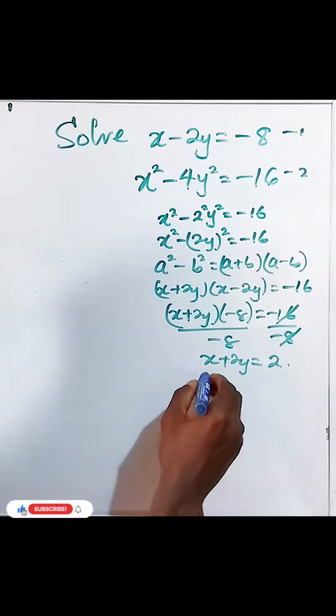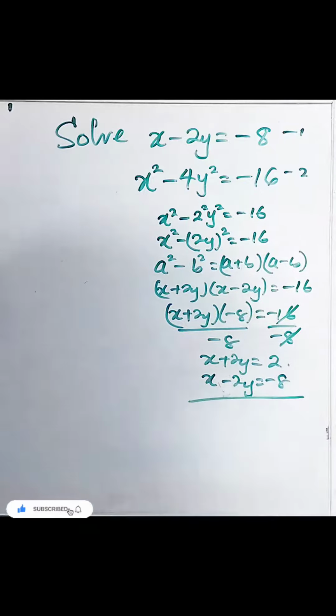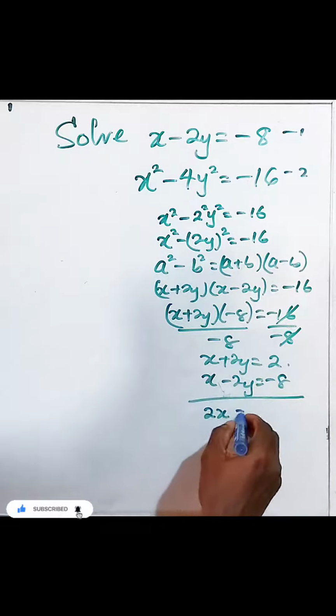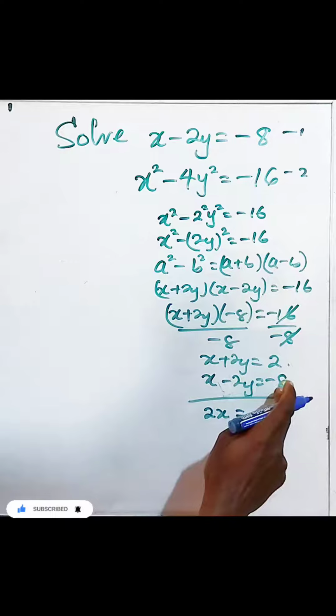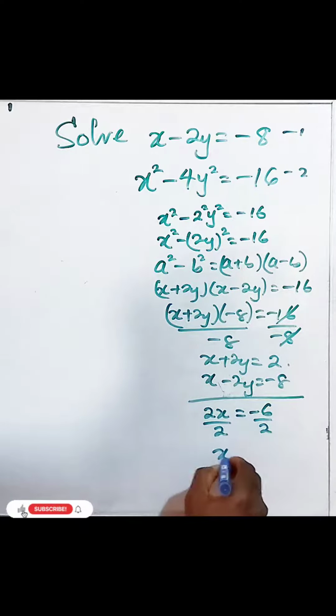Now let us bring back equation 1 here. x minus 2y equals minus 8. Now, if you are to add the two equations together, we have 2x, then the y terms cancel to give us 0. Then 2 plus minus 8 gives us minus 6. Dividing both sides by 2, then our x will give us minus 3.